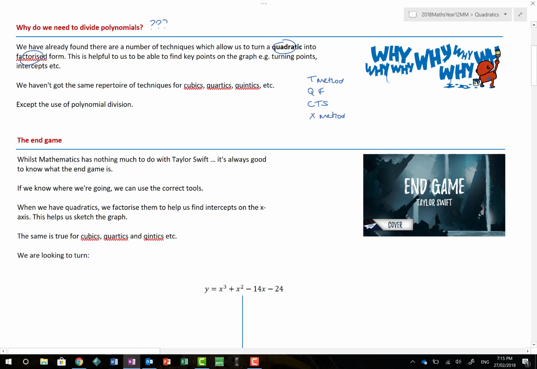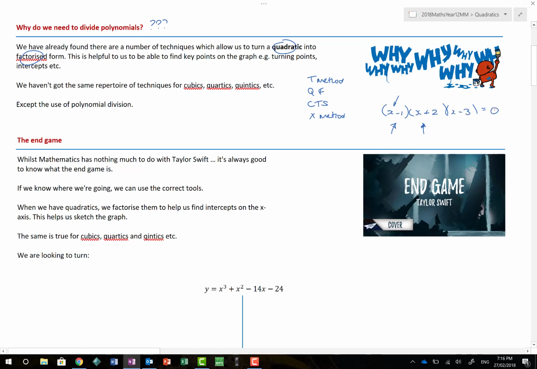Now, the whole point there was to write a quadratic as a series of linear factors. Now, these things here are linear factors. Why linear? Because we have x to the power of 1. Now, why do we like to write things as a series of linear factors? If we had 3, we'd have a cubic.